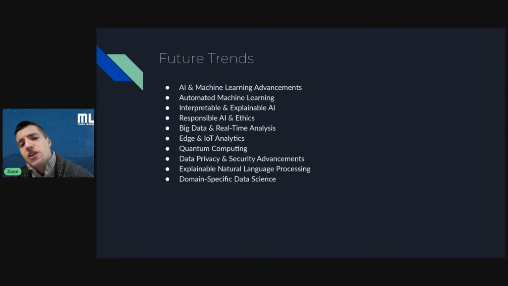Next is explainable natural language processing: enhancing natural language processing models to produce more interpretable and explainable results. And domain-specific data science, so what we were talking a bit about before: specialized data science applications in various industries, such as healthcare, finance, and sustainability.